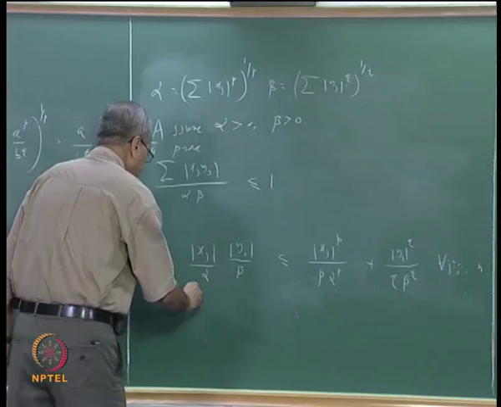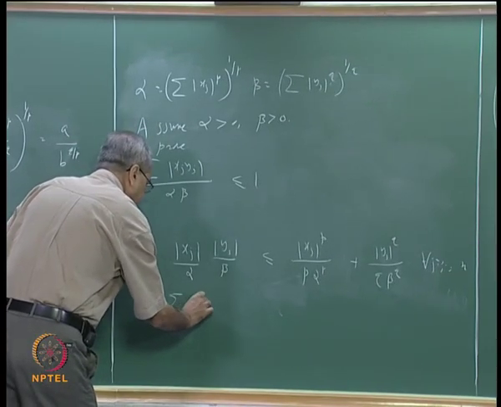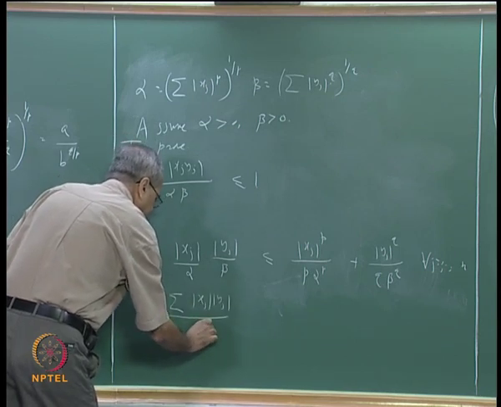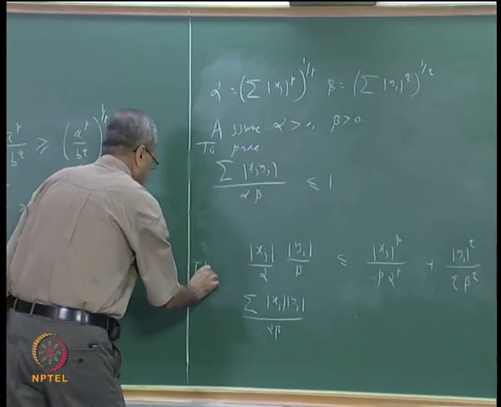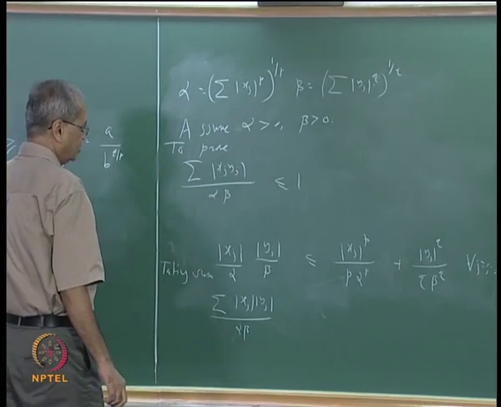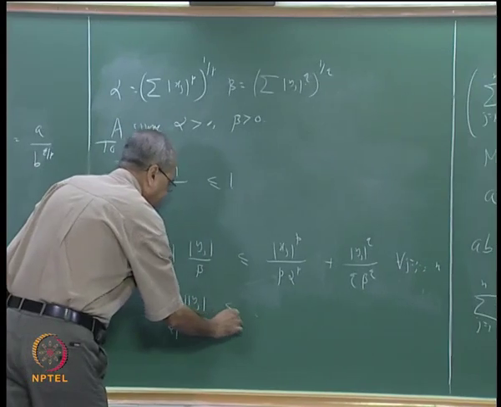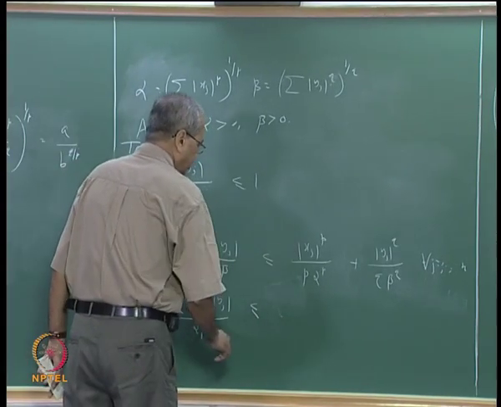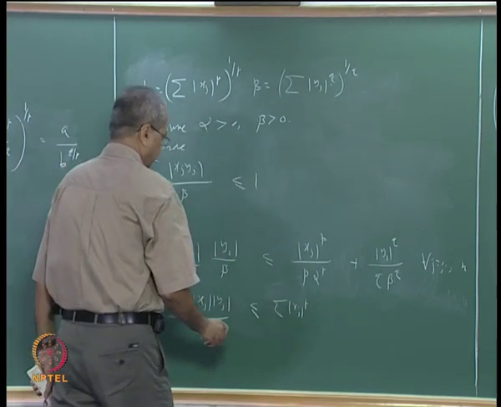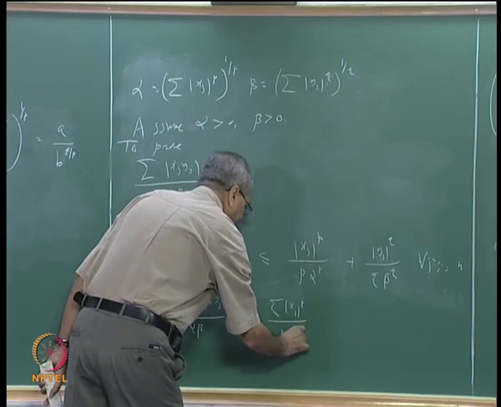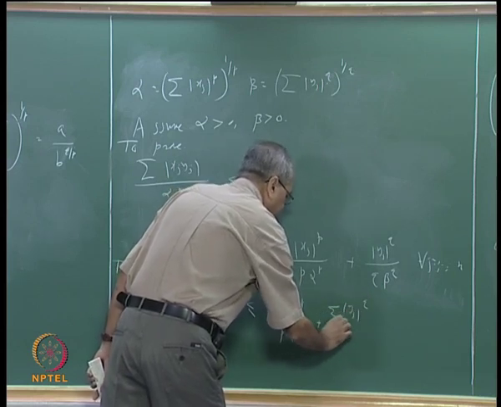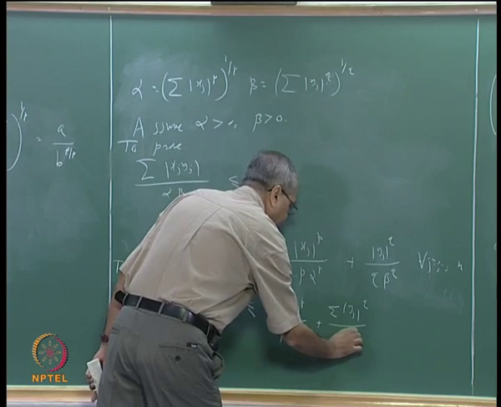So taking the sum, what we will get is sigma mod xj into mod yj, this whole thing divided by alpha beta, that will be the left hand side, that is taking the sum. And what will be the right hand side? It will be sigma mod xj to the power p divided by p alpha to the power p, plus sigma mod yj to the power q divided by q beta to the power q.